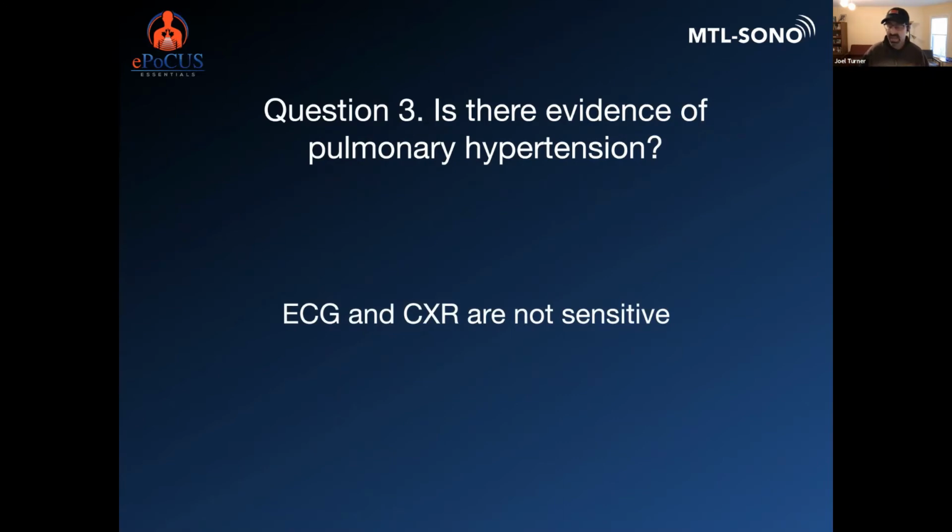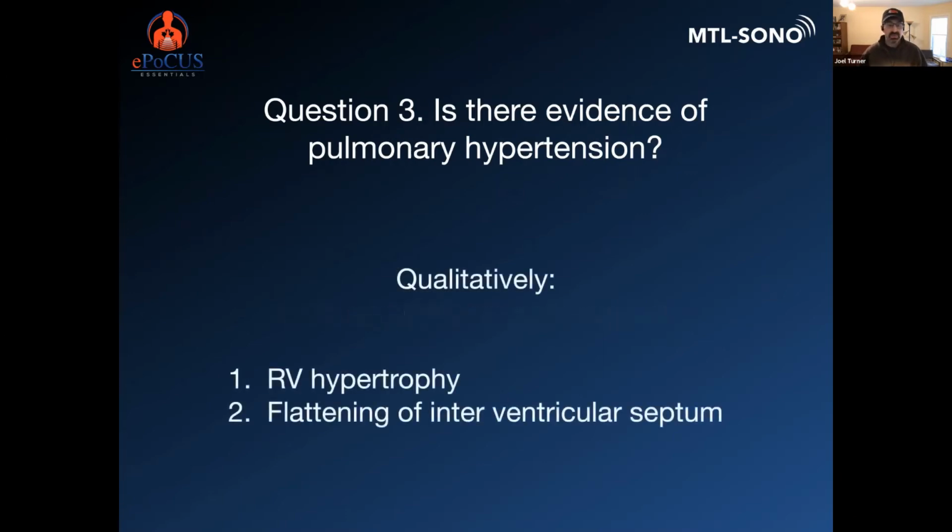Now, an EKG can show some evidence of right ventricular hypertrophy, but it's not a sensitive test. And similarly, chest X-rays are done commonly, but it's not a very sensitive test to rule out evidence of pulmonary hypertension. So that's why we do echoes.